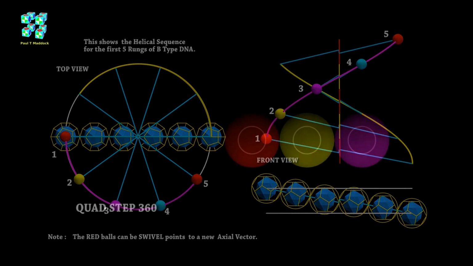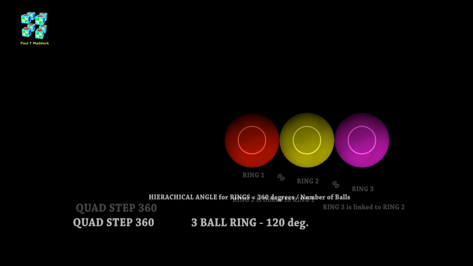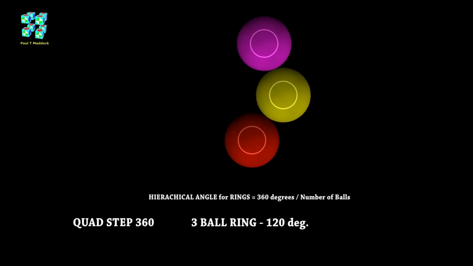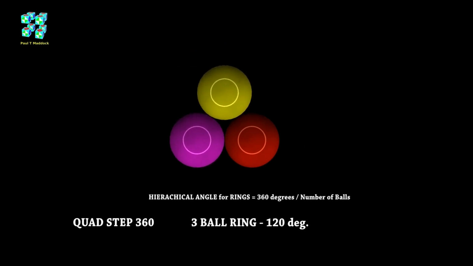Okay, now we'll make a start on quad step. Now in front I show 3 colored spheres. I can actually call them balls as well. Now I've turned down the opacity on these 3 balls so that you can see 3 white rings. Now these 3 white rings are linked together in a hierarchy: 3 to 2 and 2 to 1, starting with 1. Okay, look what happens when I give each ring a 120 degree turn over 150 frames.